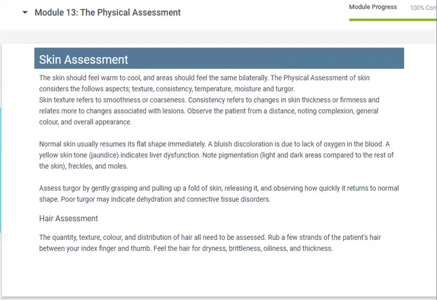Hair assessment. The quantity, texture, color, and distribution of hair all need to be assessed. Rub a few strands of the patient's hair between your index finger and thumb. Feel the hair for dryness, brittleness, oiliness, and thickness.